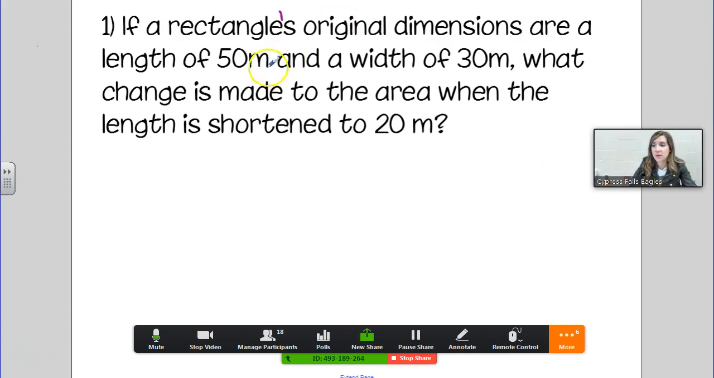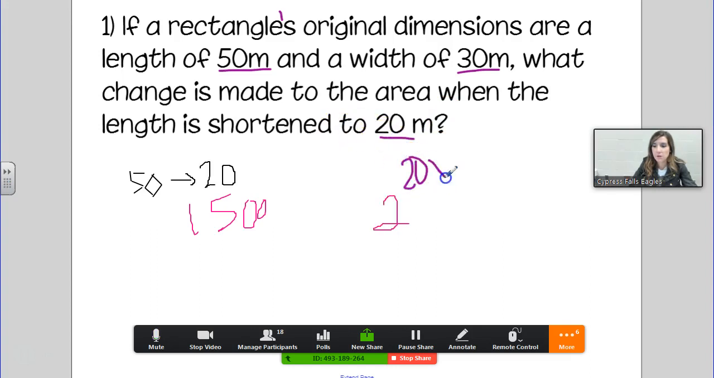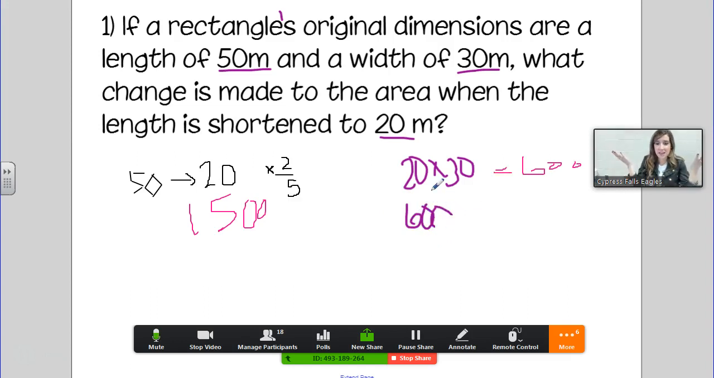So the first rectangle is 50 by 30. What's the area of the first rectangle? 1,500. Good. My new rectangle, what are the dimensions of the new rectangle? 20 and 30. Shortened to 20. Cool. Okay. New rectangle is 20 by 30. What's the area of the new rectangle? 600. And then it just wants to know what change is made to the area.